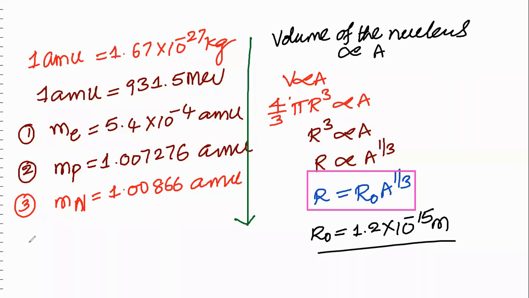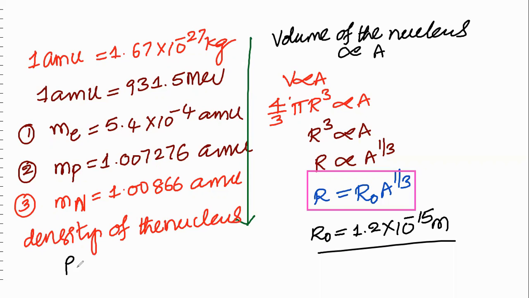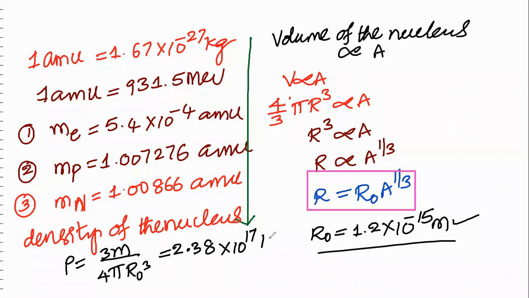So when we take the density of the nucleus, rho is equal to 3m divided by 4 pi R0 cube. R0 cube is this 1.2 into 10 power minus 15. And then density will be equal to 2.38 into 10 power 17 kg.